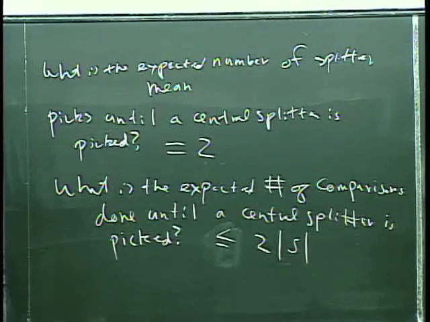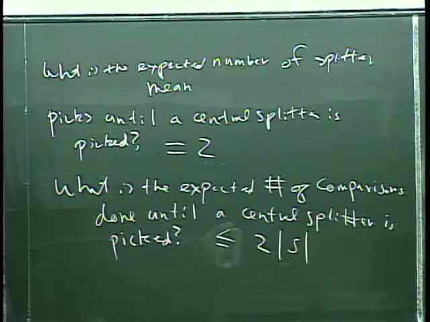So that's what we want to analyze, and for some reason I don't have it in my notes here. But let's think about this. So when you pick a central splitter, yeah, well, we're looking for the kth smallest at this point.